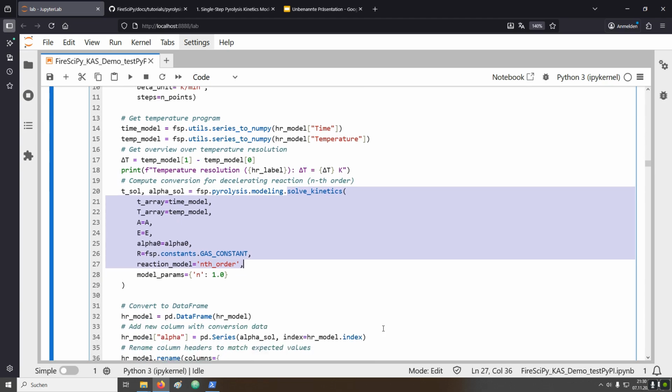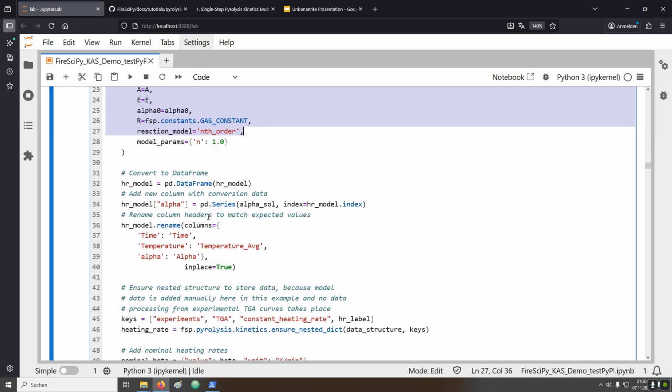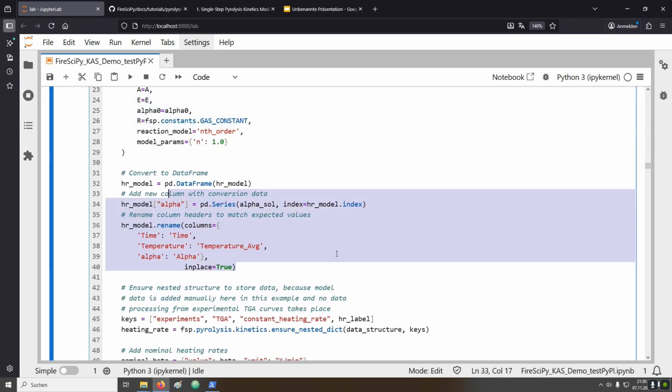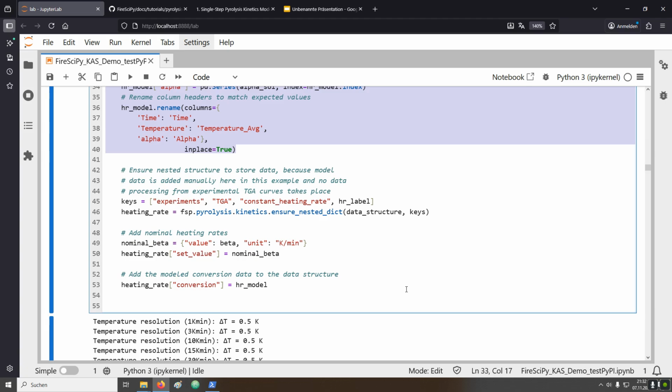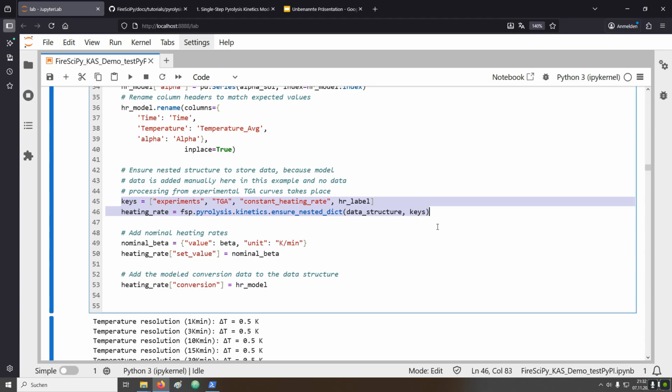Different than before, a data frame is created and manually stored inside the data structure. This is only necessary because I have used data as input that was generated by a model. When you are using experimental data, the pre-processing steps will automatically lead to the same state of the data structure. If you watch the next video, this will make much more sense. Now I'm just trying to make sure that the next processing steps work properly.